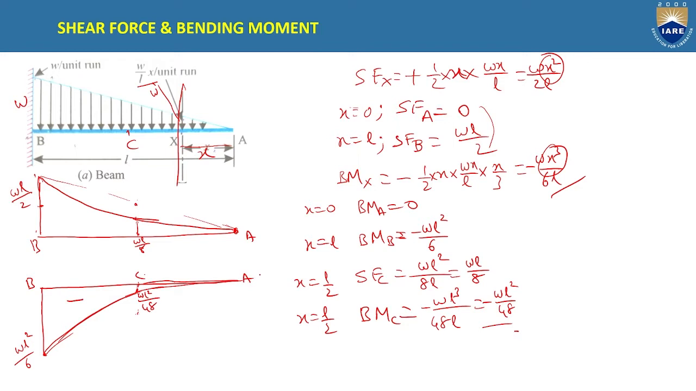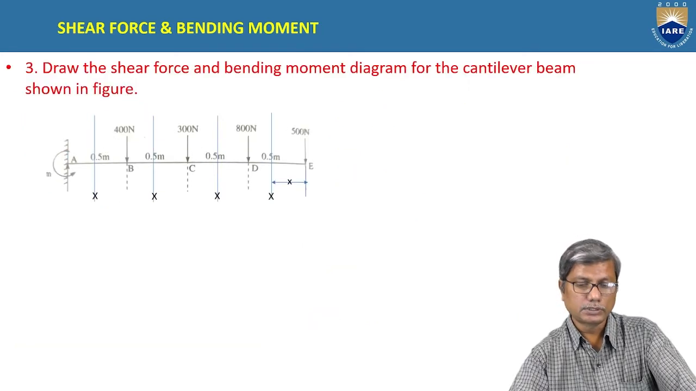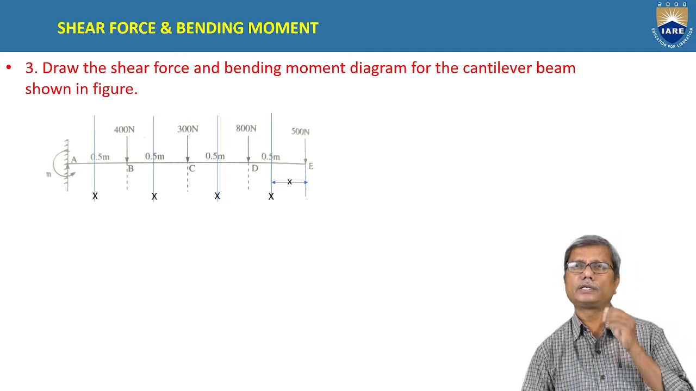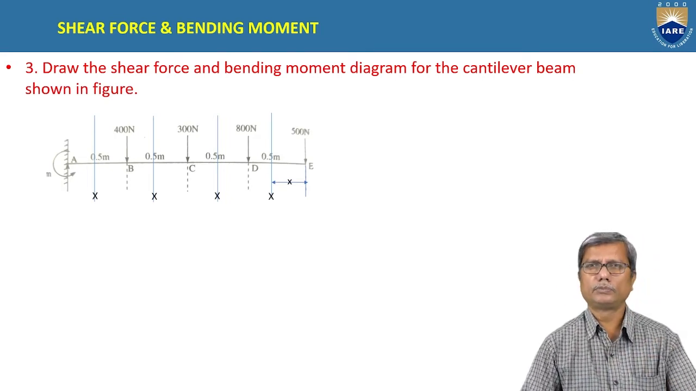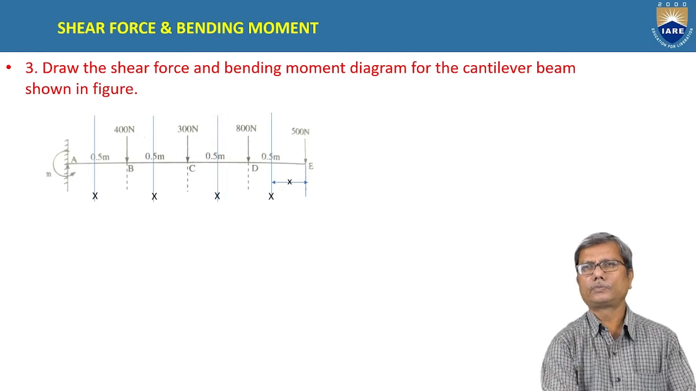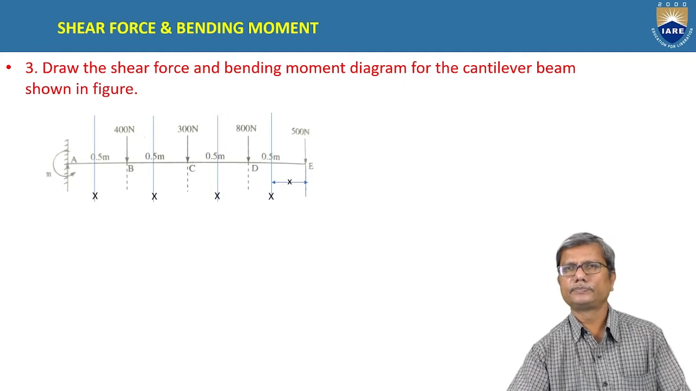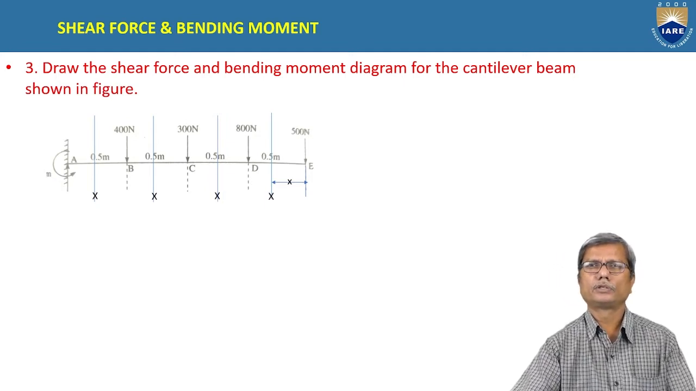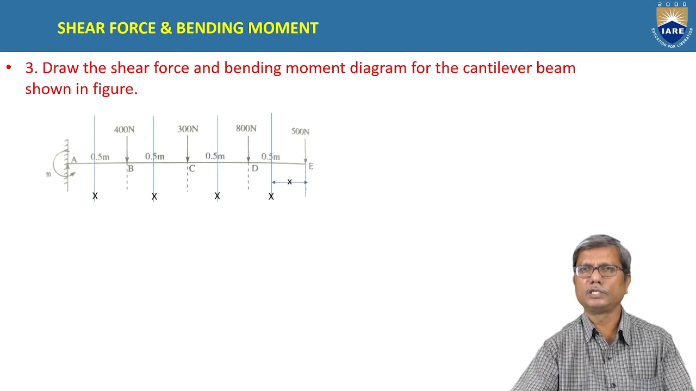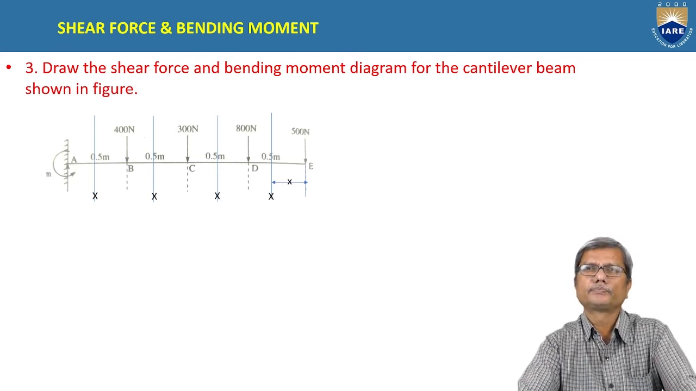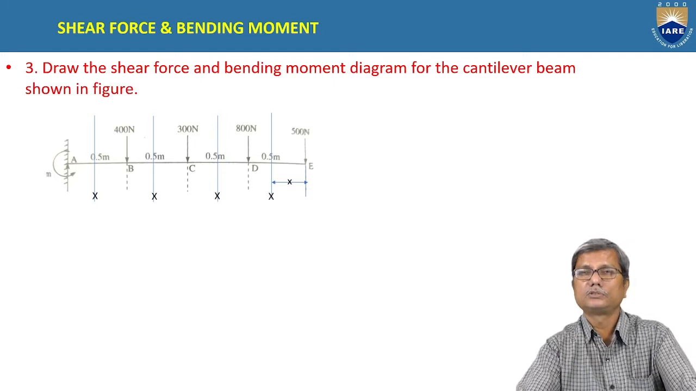Okay, that's how we draw the shear force and bending moment diagrams for cantilever with uniformly varying load. Now consider another example here. A cantilever subjected to point loads. There are 4 point loads acting at a spacing of 0.5 meters between them. The total span of cantilever is 2 meters.